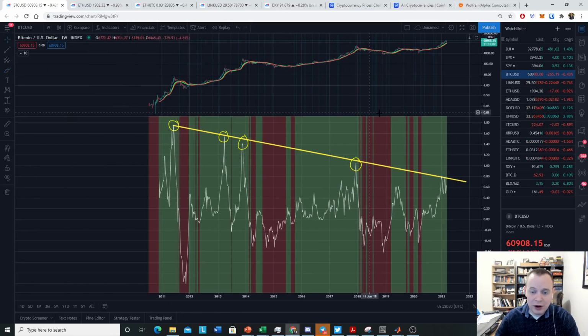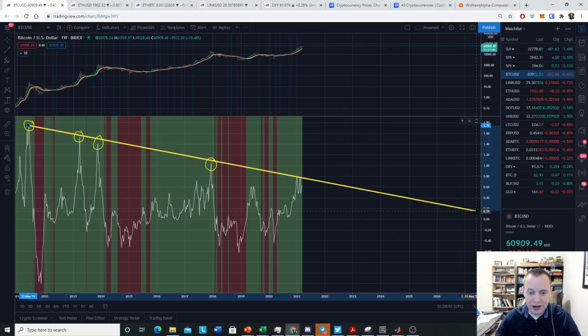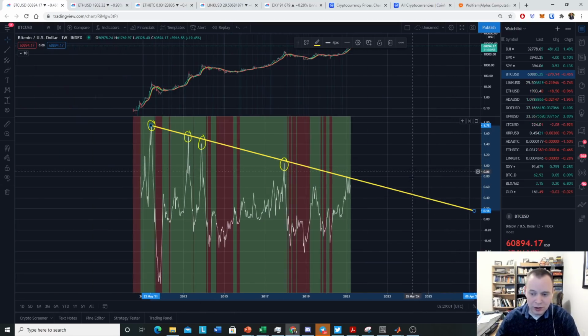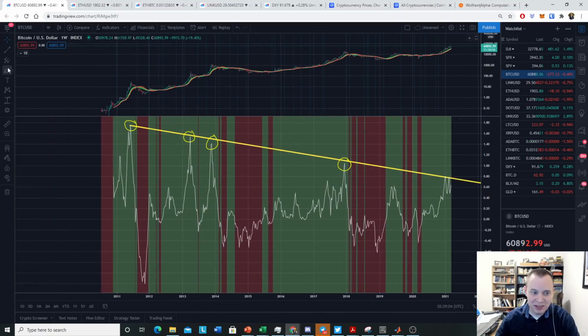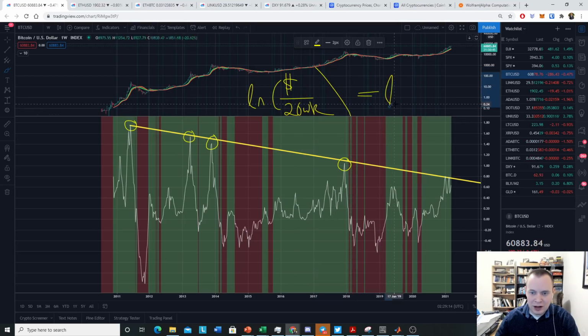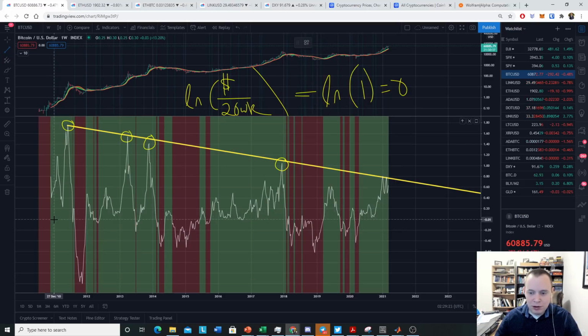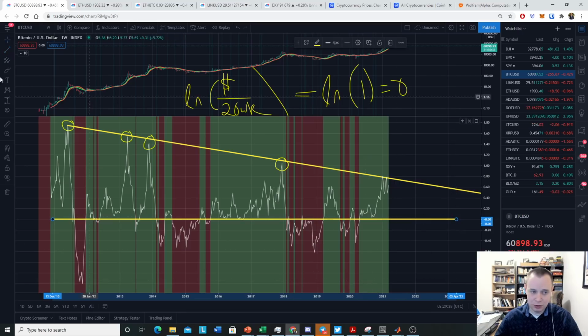Now, we do know that over time, this trend will have to break. Otherwise, it would imply that the price of Bitcoin would always be below the 20-week moving average. This indicator specifically is the natural log of the price over the 20-week moving average, okay? Since it's a natural log, if the price is the same as the 20-week moving average, the natural log of one equals zero. So anything below zero would mean that we're below the 20-week moving average. So let me just draw that line. Anything below that means we're below the 20-week moving average.